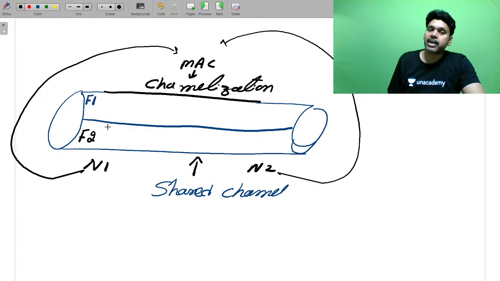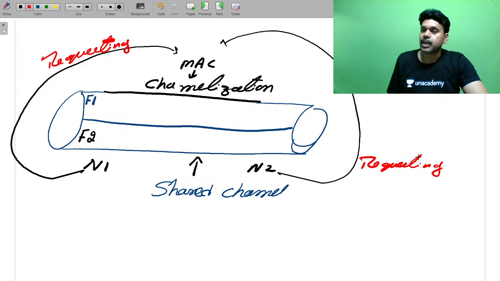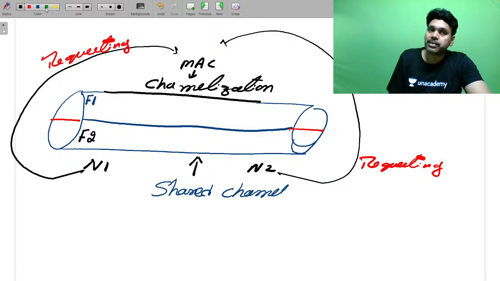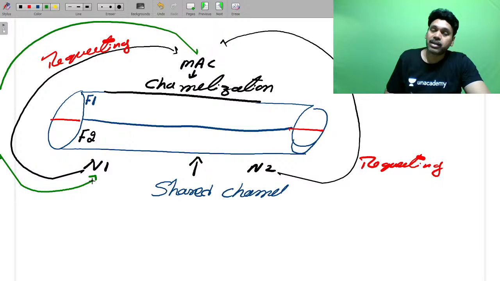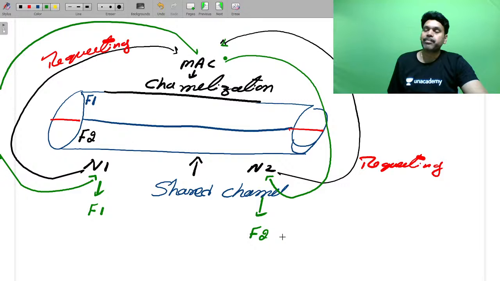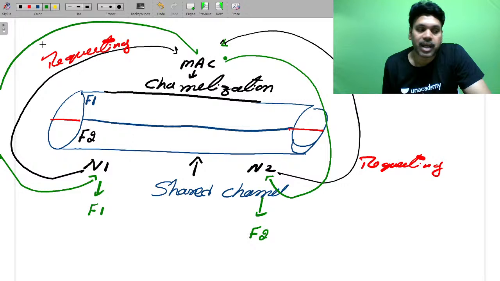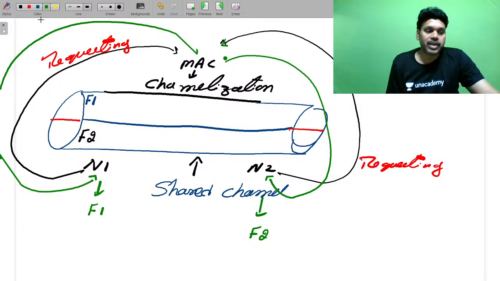Now the MAC says to node 1 that I am allocating to you frequency 1 as you are requesting. Then immediately the MAC divides your entire channel logically into two parts, and one part is given to each node. Node 1 is given frequency 1 and node 2 is given frequency 2. That's it. What do we understand? As the frequencies are divided logically, your physical channel is divided logically into two parts. This is the concept of channelization.